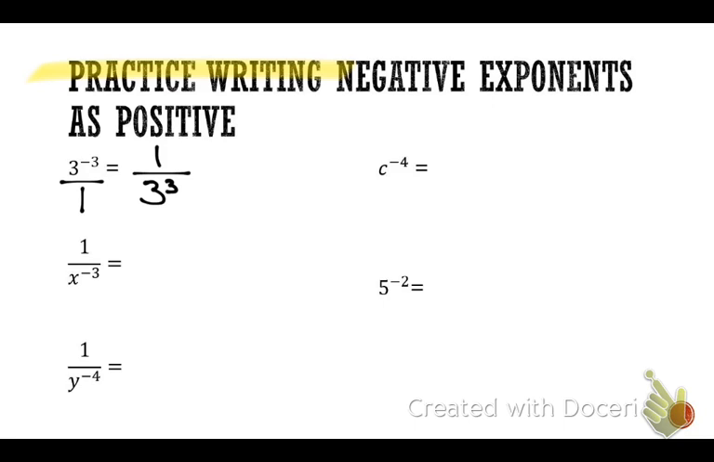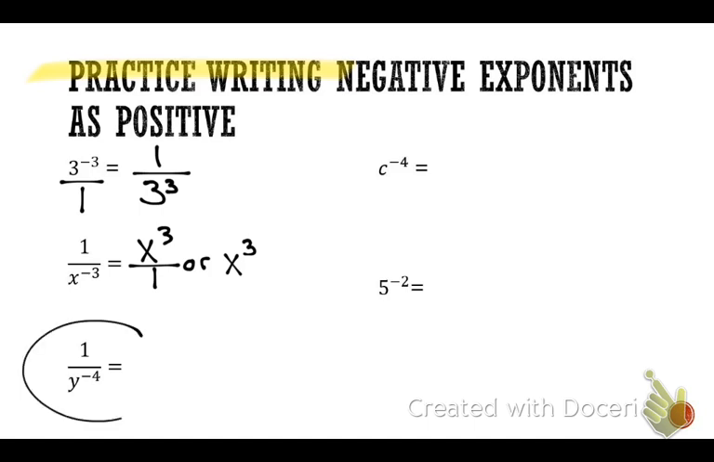So what do you notice about the second problem? 1 over x to the negative third power. Now where's your negative exponent? It's on the bottom. So if you want to write it as positive, where are you going to move it? To the top. So now, instead of 1 over x to the negative third, it's x to the third over 1, or you could just say x to the third, because you don't necessarily have to write it over 1.